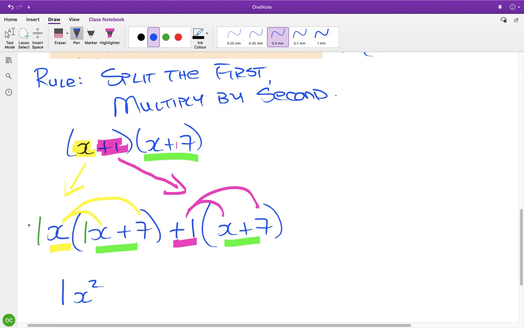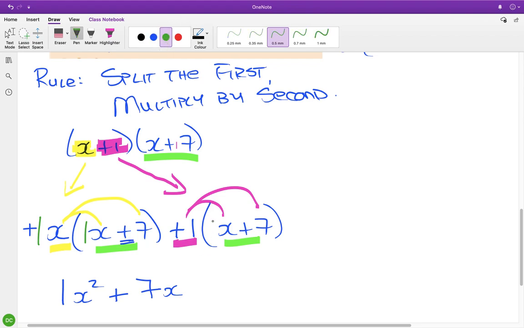The next multiplication, this is a plus and this is a plus. Signs are the same. So plus 1 and 7. Sorry, 1 times 7 is 7. This has an x, this has nothing, so we just write it as x. That's that bracket done, so we move over here to the pink multiplication.